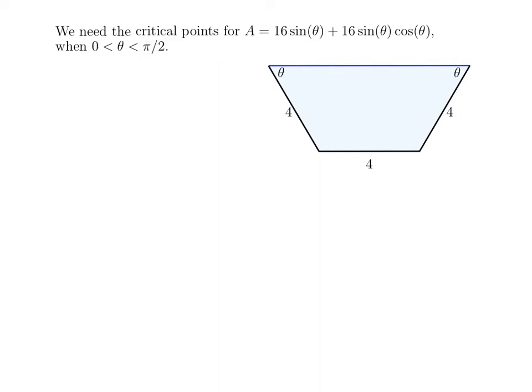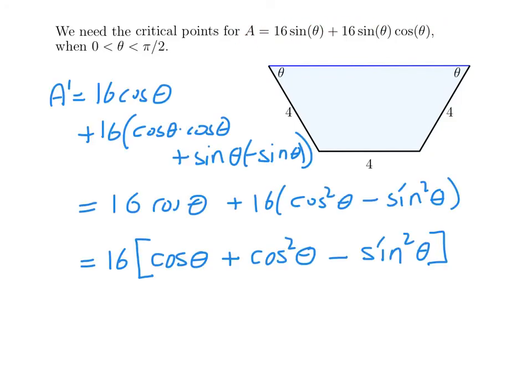To find the critical points, we need to take the derivative of our formula for the area. It starts off relatively easy. The derivative of sine is cosine. We'll have to use the product rule on sine times cosine. Once again, derivative of sine is cosine. Derivative of cosine is negative sine.